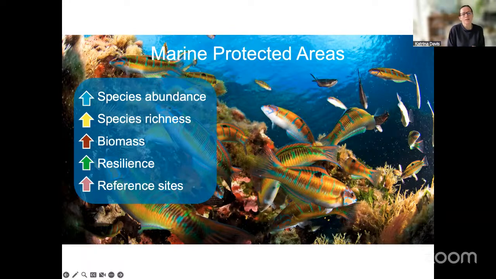So we expect to see an increase in the coastal protection, so protection against storm surges or tropical storms. And so this resilience factor is one of these really important benefits.